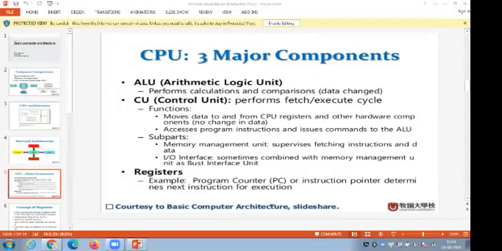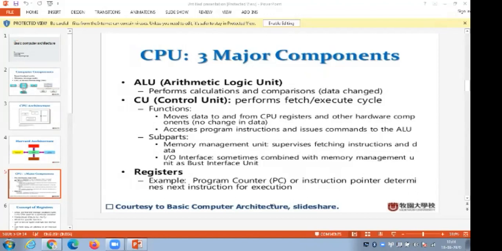It means that the instructions given to the system are taken by the memory management unit and then interpreted in the system. And what does the input output interface do? It combines with the memory management unit and bus and interface unit. It is linked with the memory management unit, so that when the input is given, the memory management unit fetches it.